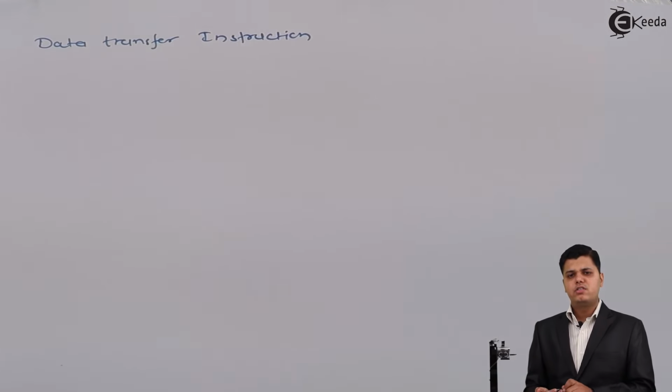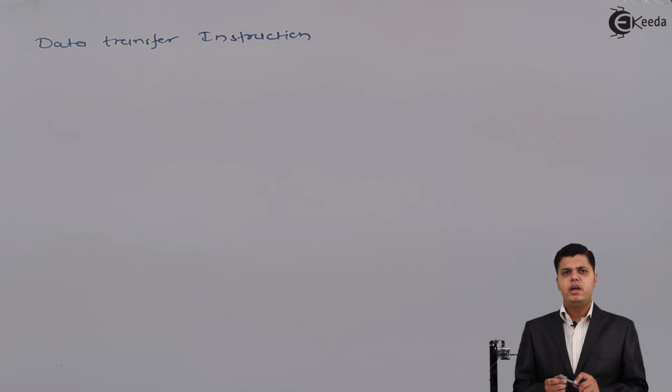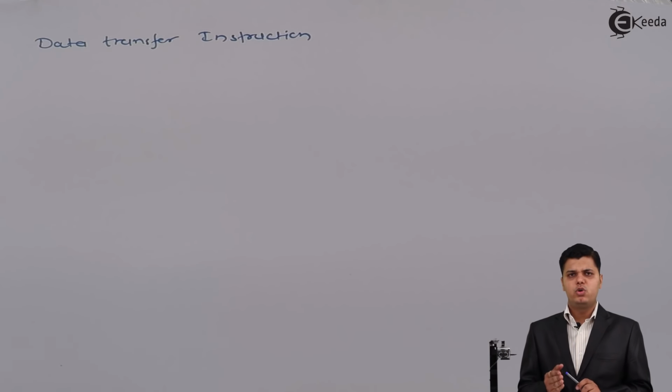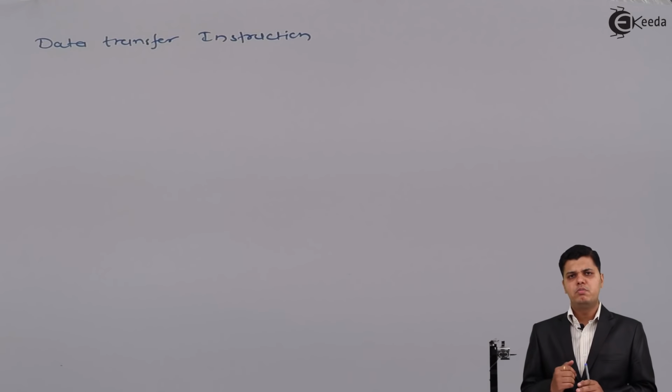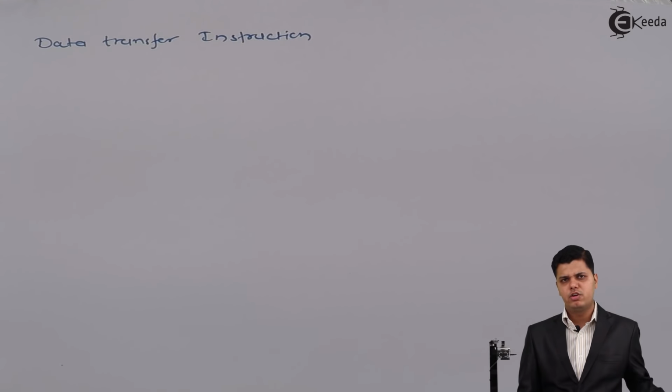Now data transfer instructions are those where the data is transferred from register to register, or immediate value to the register, or immediate value to the memory, or memory to the register. So there are a number of different types of data transfer instruction. Again there are some data transfers between the flags, and data transfer between the input port and output port. Depending upon that we are going to see the different types of data transfer instructions.